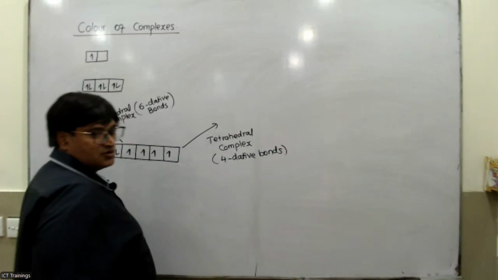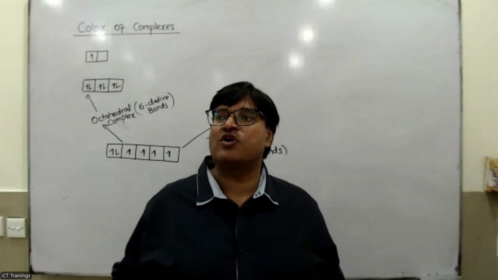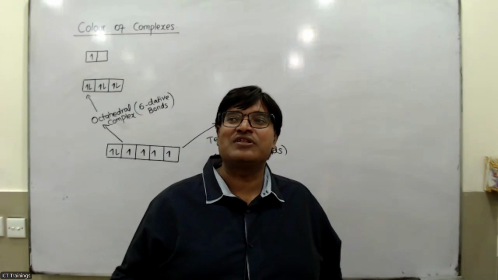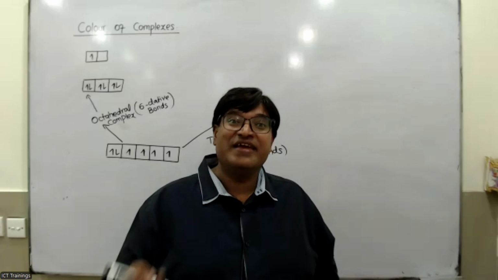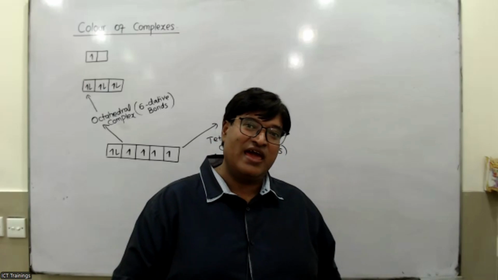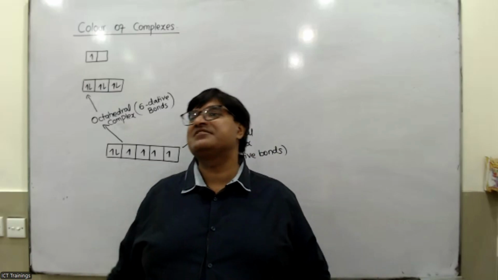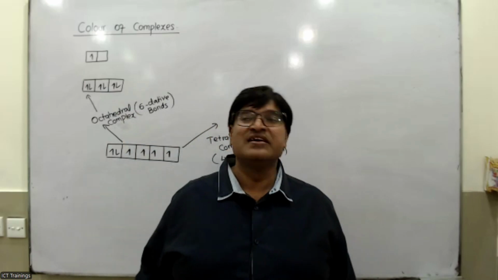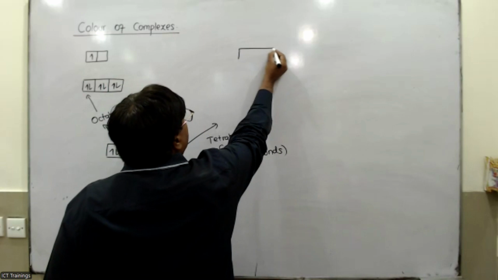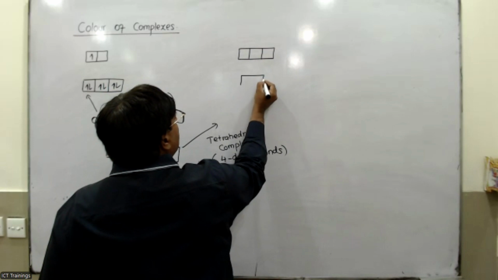Four dative bonds. Okay. So in case of a tetrahedral complex, the ligand provides its electron in between the axis. In between the axis, you know that there are three d orbitals: dxy, dyz, and dzx. Now they experience greater repulsion. Why? Because now the electrons are coming in between the axis. So those orbitals which are present in between the axis will experience greater repulsion. So they would shift slightly to a high energy level. The three d orbitals would shift to a high energy level. The two would remain at a low energy level.